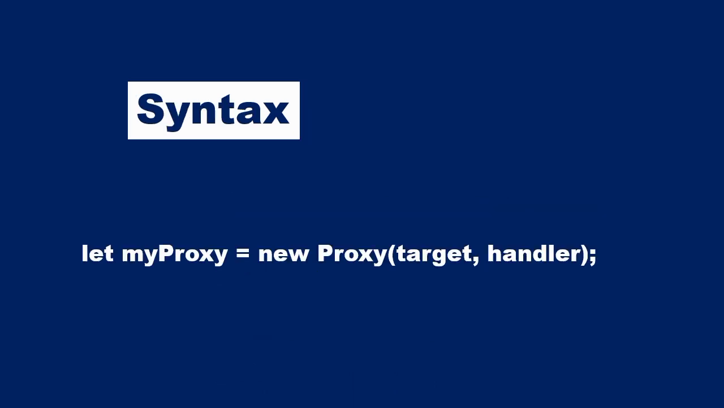This is what a typical basic syntax looks like for setting up a proxy. You have the let to create the proxy. This creates a variable called proxy, and you set that equal to a new Proxy, and you pass it the target and the handler.